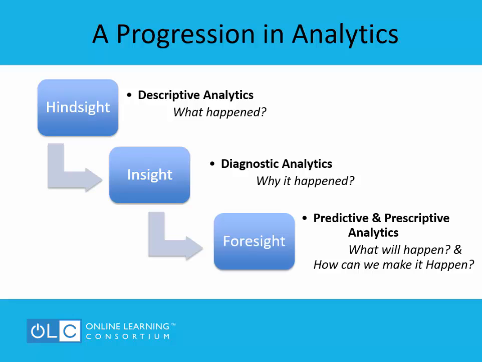There's a progression in analytics that moves from hindsight to insight to foresight. The latter starts with descriptive analytics, which describe what happened, and then progress to diagnostic analytics, which tells why it happened. The next level, predictive analytics, suggests what will happen and offers insights into how can we make it happen.